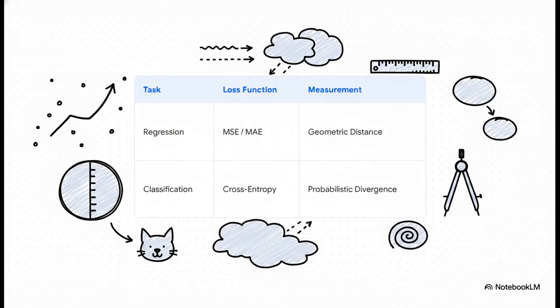But if we're categorizing data into distinct buckets, like identifying a dog versus a cat, we use something called cross-entropy. Cross-entropy borrows from information theory to measure the probabilistic divergence between the network's confidence and the actual correct label.